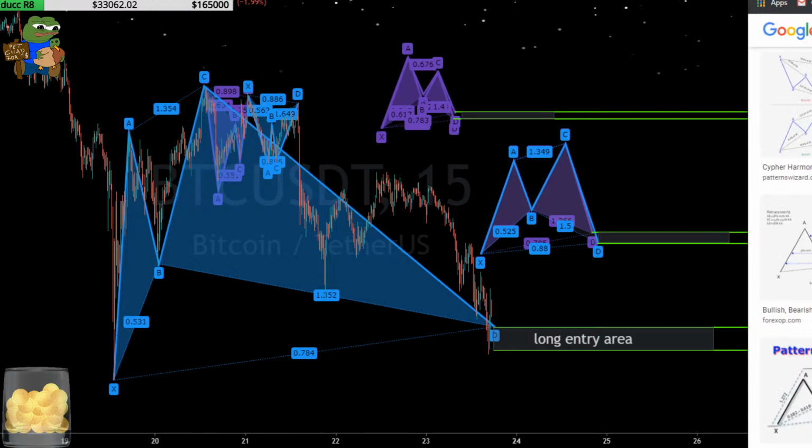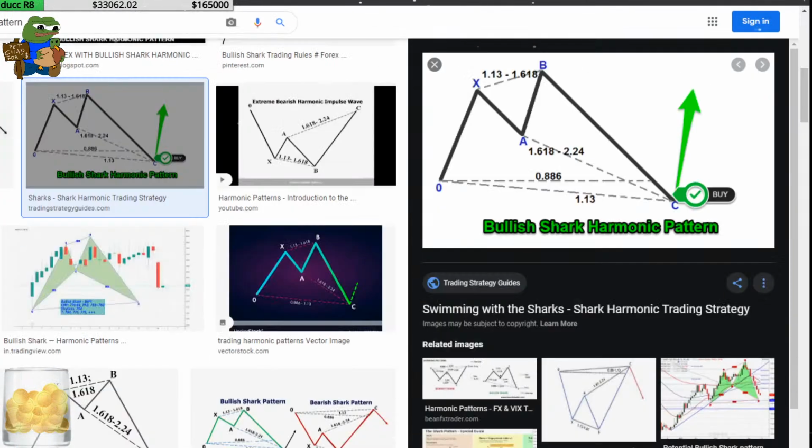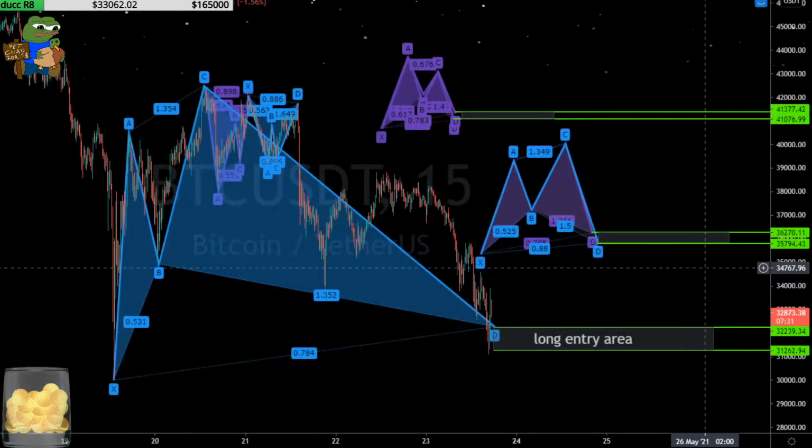Let's see if I can get this into the screen for you. So this first one here being the cipher, we were looking at this 786, the D. And the shark, if you look right here, the 886 is the first point where it could start as a shark as well. Yes, the shark can continue down to the 113, but this is definitely some area of interest, to say the least.